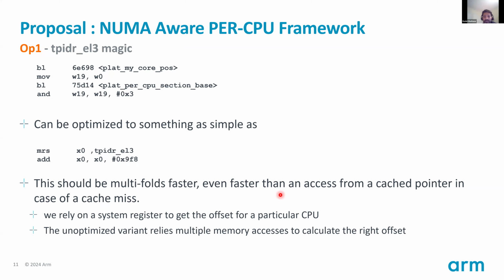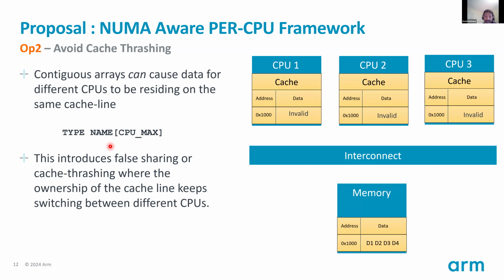And these points just talk about what I just said. It is even faster than a cached pointer, because a cached pointer miss would in turn go back to memory, but this is just a system register access. So that's the other thing.